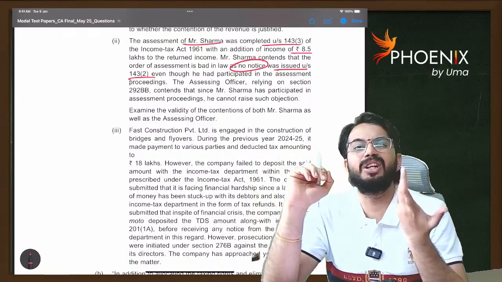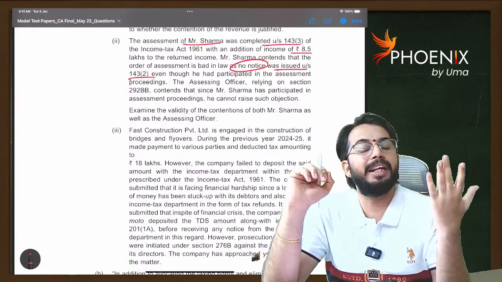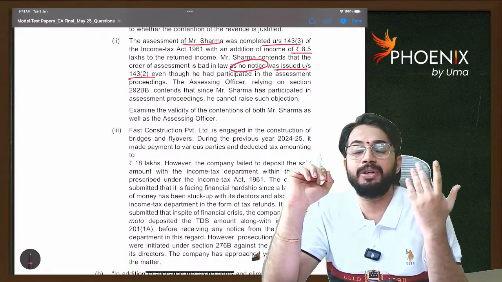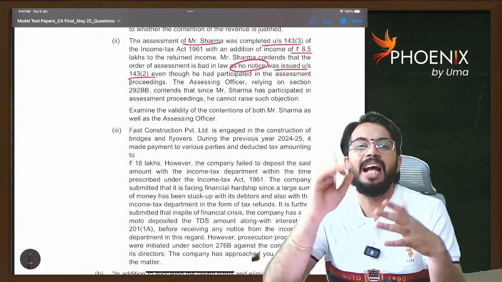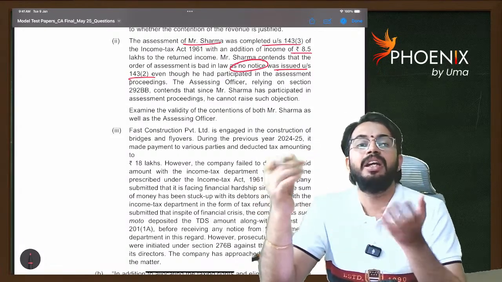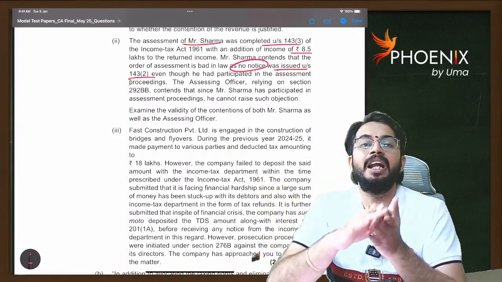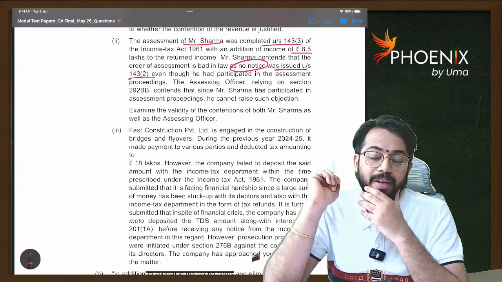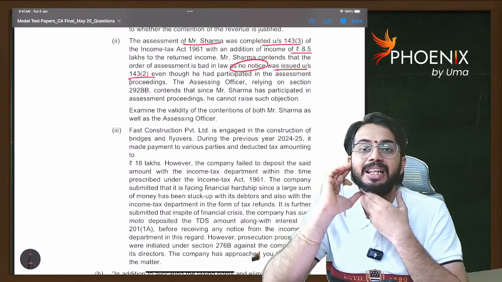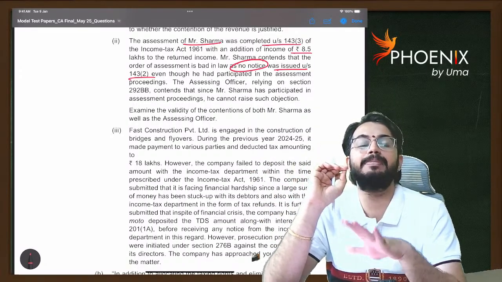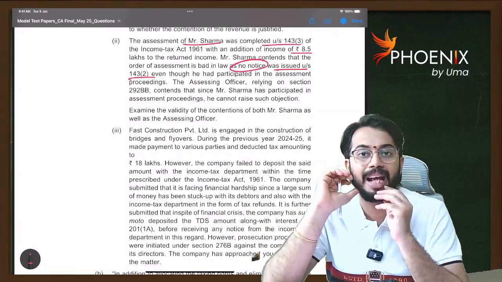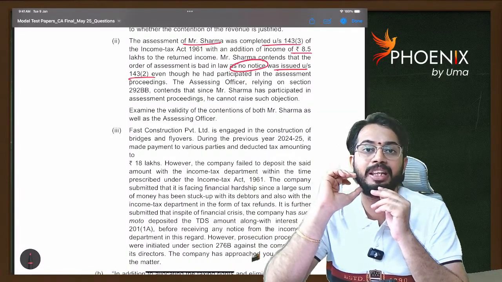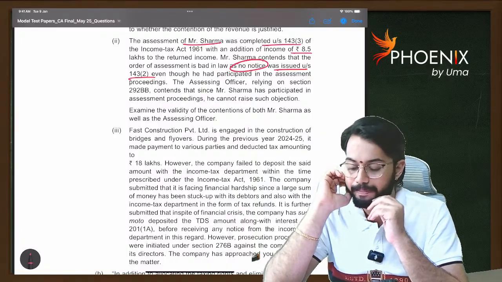But client does not know about this. Department did not give scrutiny assessment notice. Department directly did scrutiny assessment. SSC is not aware. He cooperated in the proceedings and AO passed the assessment order. Now, whether this assessment order is correct or not: this assessment order is not correct because no notice was issued by Income Tax Department under section 143(2). Are you able to understand?